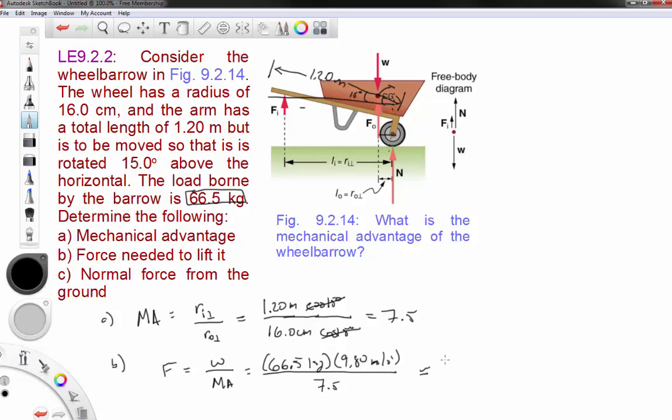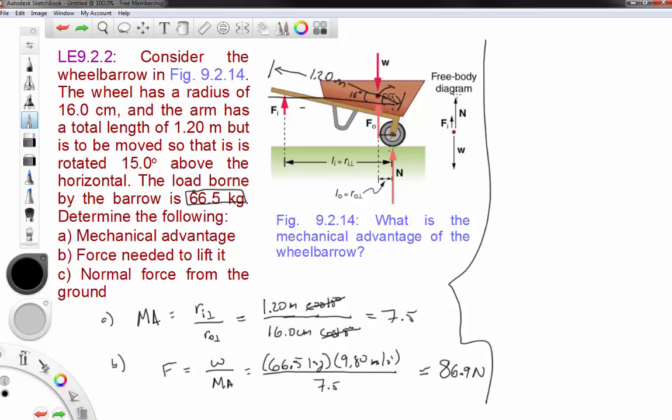86.9 newtons. So 86.9 newtons to lift it versus an actual weight of 652 newtons. So again, that's a ratio of 7.5 to 1 between the actual weight and the force needed to lift it, hence the mechanical advantage.